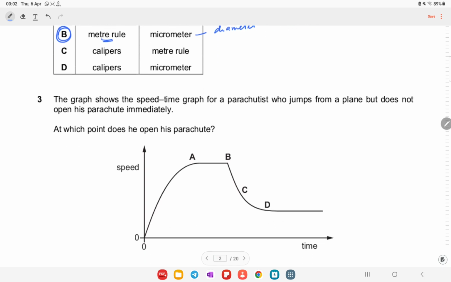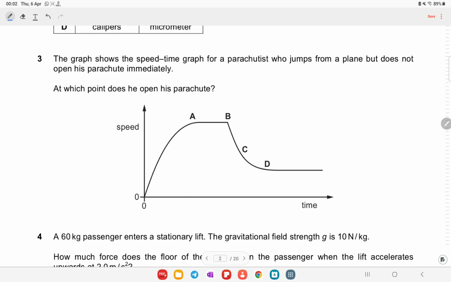Okay, the graph shows the speed-time graph for a parachutist who jumps from a plane but does not open his parachute. At which point does he open the parachute? So again, the option is straightforward, B, because you see on the y-axis is speed, and speed is decreasing at this point. So this is the point when he is going to open the parachute.